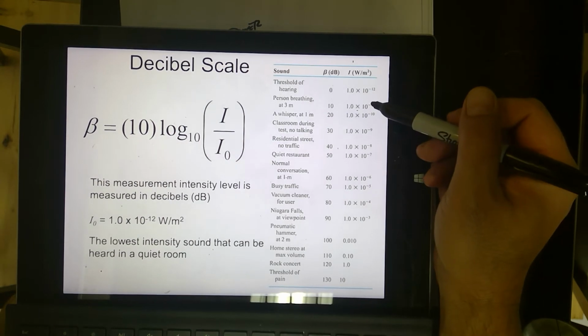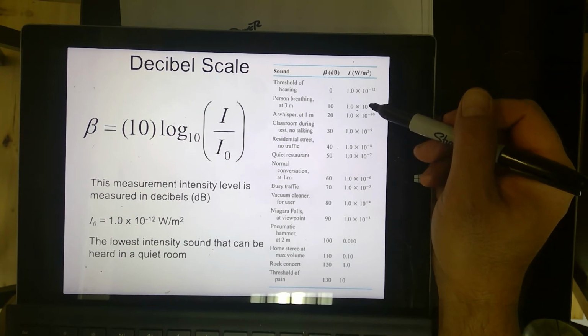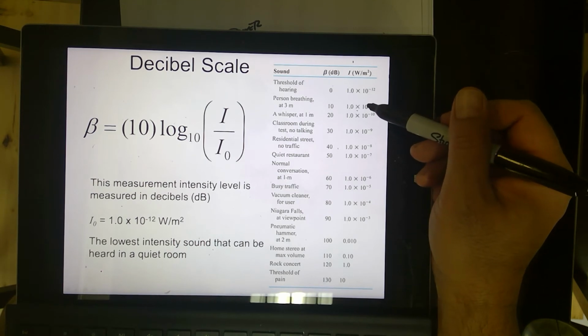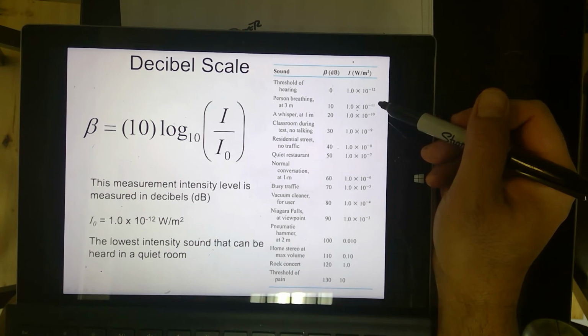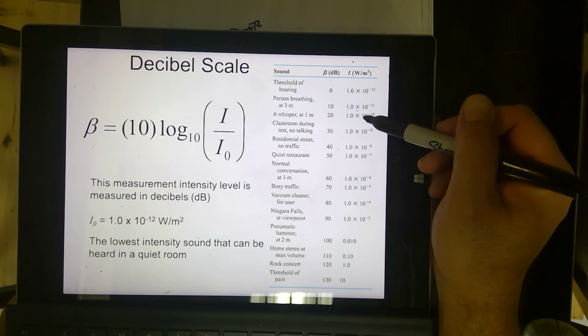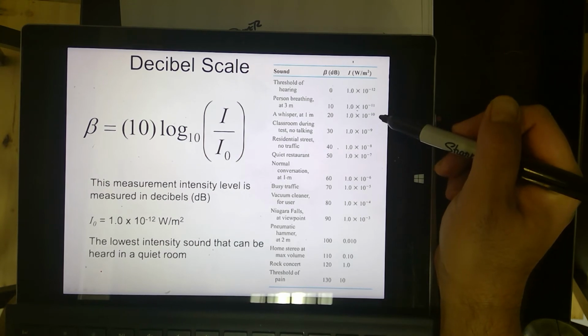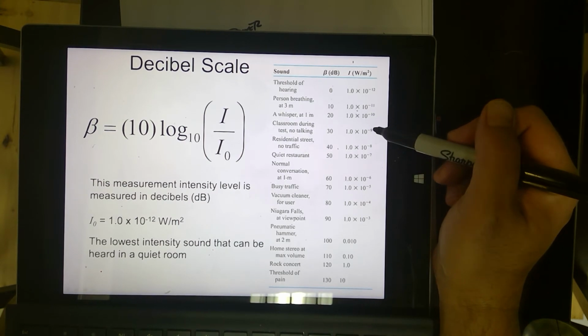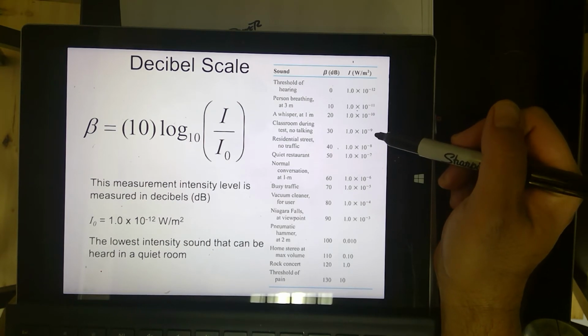If you are, let's say, 3 meters away from a person and you can hear them breathing, and I'm not talking like a heavy breath, I'm talking like a light breath, that'd be 1 times 10 to the negative 11 watts per meter squared. Whispering quietly at 1 meter, 1 times 10 to the negative 10. If we're back in the classroom and nobody's talking when they're taking a test, 1 times 10 to the negative 9.